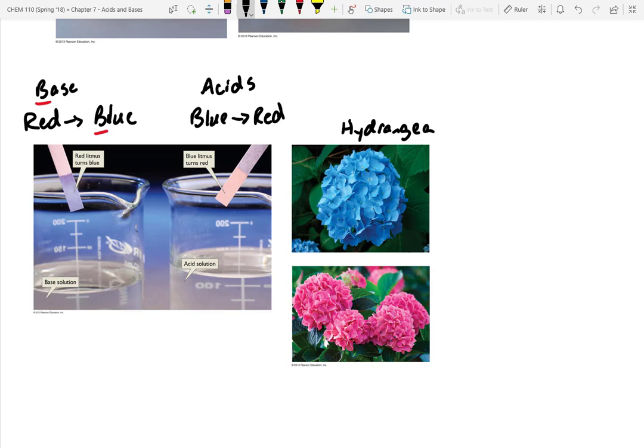Something like that? I'm not sure. I'm not a gardener. But hydrangeas are pretty popular flowers in the Northwest. And if you look around, you'll see blue ones and red ones pretty commonly. And one thing I didn't know until I started teaching this class was it depends what soil they're grown in. The blue ones are found in acidic soil.